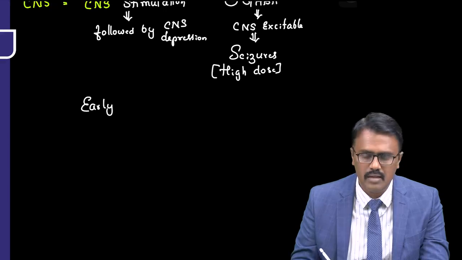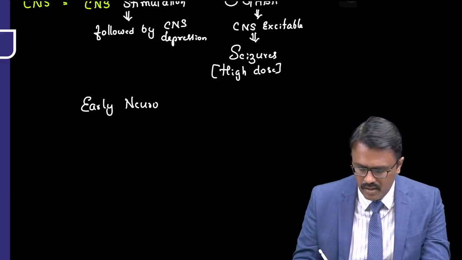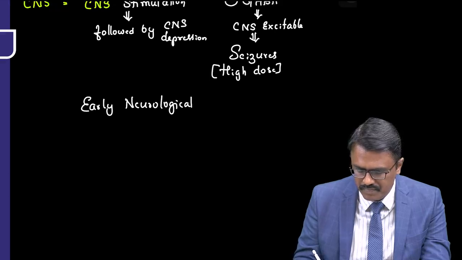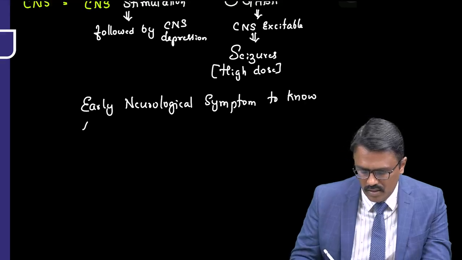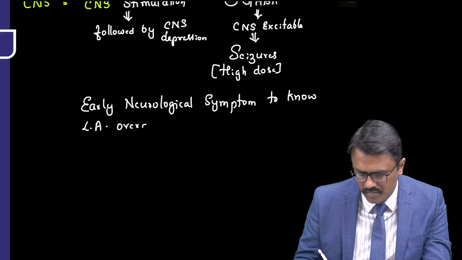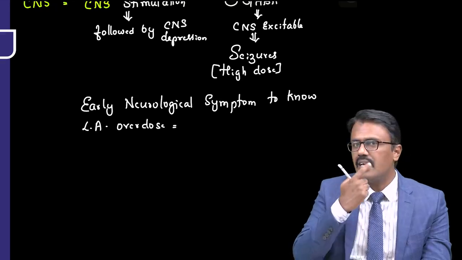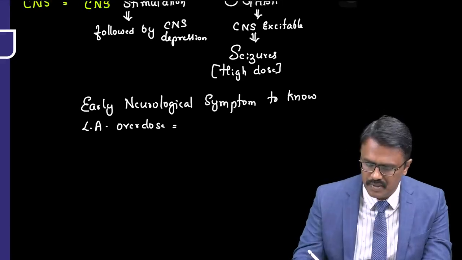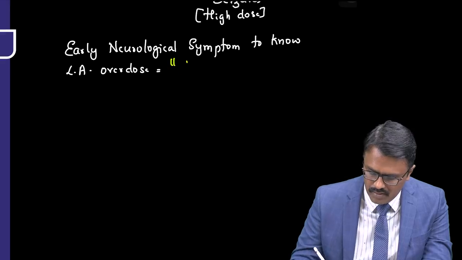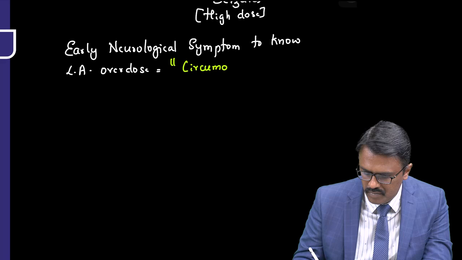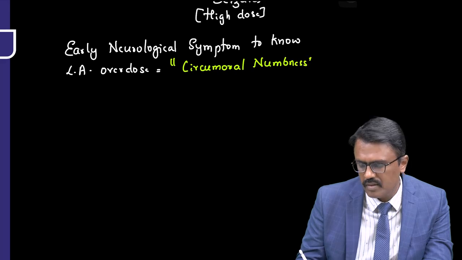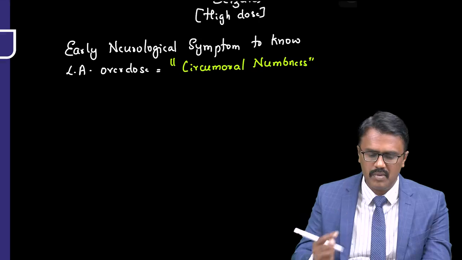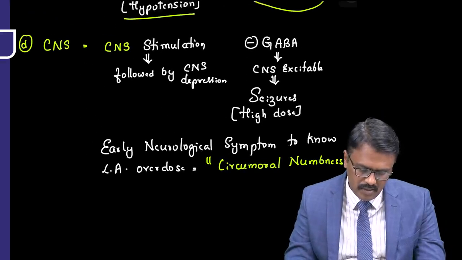So there is an early neurological symptom to know about local anesthetic overdose, and that is circumoral numbness. The patient will have circumoral numbness. He will tell the doctor, "Sir, I am not able to feel the parts here." So he will have numbness here. So that is about the CNS.